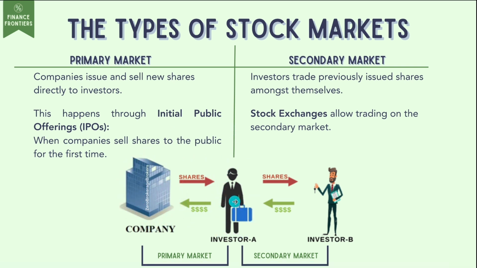But the secondary market, on the other hand, is between investor A and investor B. Investors, in this case investor A, trade previously issued shares from the company amongst other investors. And the stock exchange is what allows this trading in the secondary market. So the secondary market is possible because of the stock exchange. It's a platform for the investors to buy, sell and trade.